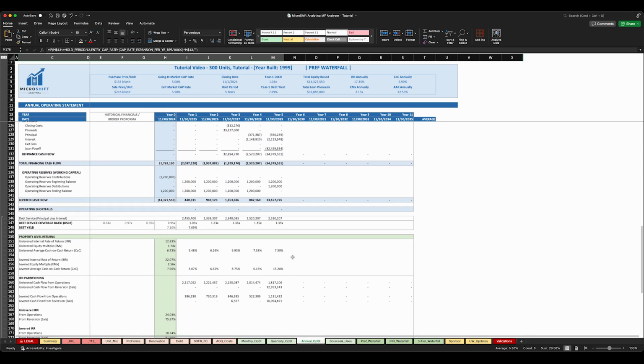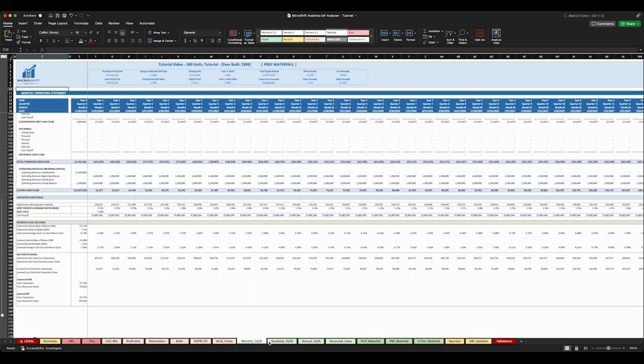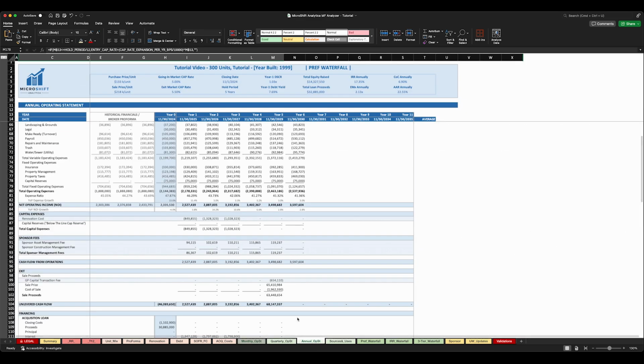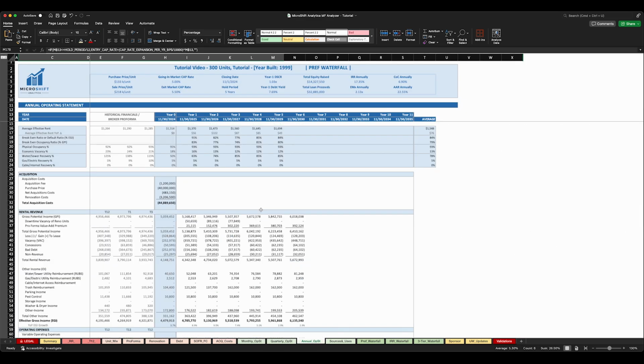But there are several different metrics here. The key things to note is that the monthly, quarterly, and annual operating statements are simply output and are meant to provide insights about your deal. No user input is required for these tabs.